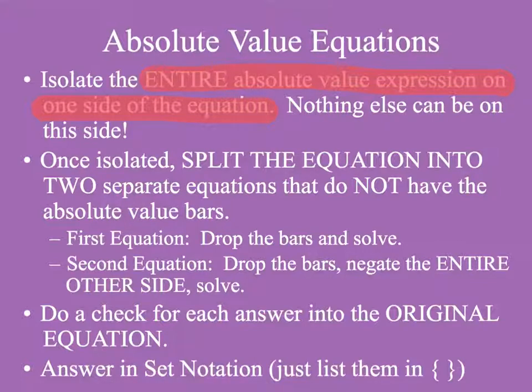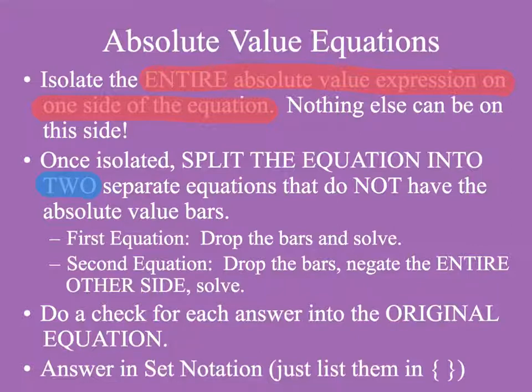Once you have the absolute value expression isolated, we're going to split the equation into 2 separate equations. And at this point, we'll be able to drop the absolute value bars. The first equation that we set up should look exactly like the absolute value equation, just without the absolute value bars, and you'll solve that one out.